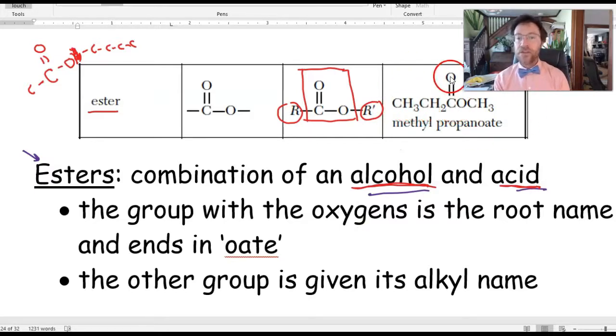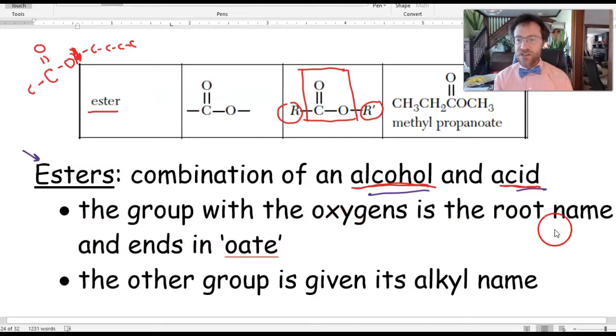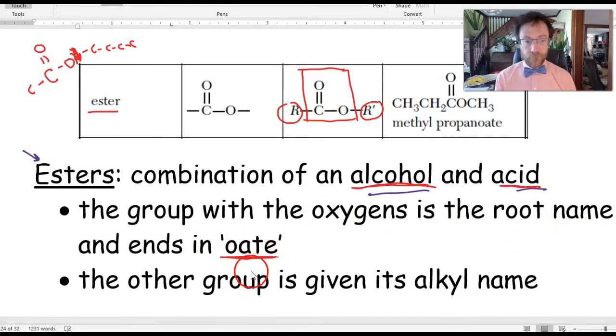And this is what it looks like, right? A bunch of carbons, double bonded oxygen, and the oxygen just kind of in the middle, and then some more carbons after it. And so naming this thing can be a little bit complicated, all right? There's going to be a root name, just as always, that base root name, and that always goes over here on this side to start with, and then we have an alkyl group. So here's the deal. The group with the oxygens is going to be the root name, and it's going to end with oate. And then the other group, the other R over here, that's going to be your alkyl group.